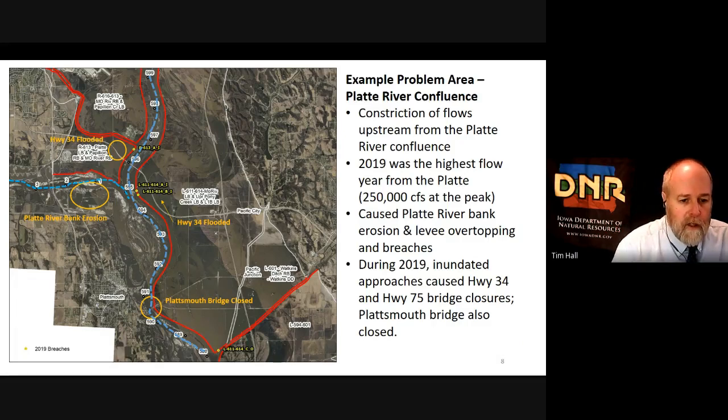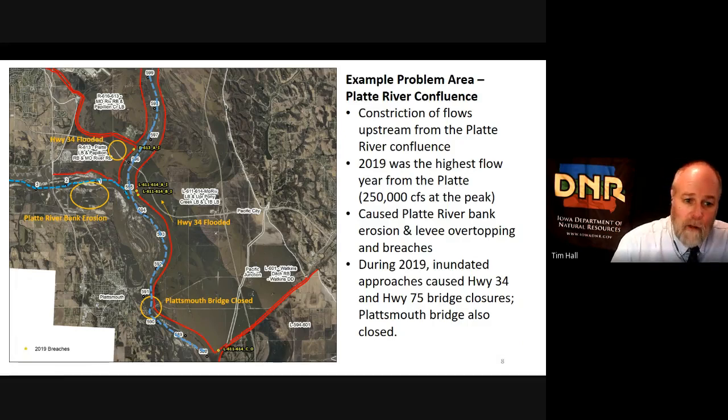And here you can see just flagged in yellow areas that were impacted in 2019. The Plattsmouth Bridge was closed. Highway 34 was flooded on both sides of the Missouri River. There was significant Platte River bank erosion on the Nebraska side of the river. All up and down the floodplain on both sides of the river, there was significant flooding impacts. This was due in part to the restricted flow where the Platte River comes in. There's a pinch point where the flowway gets narrow.